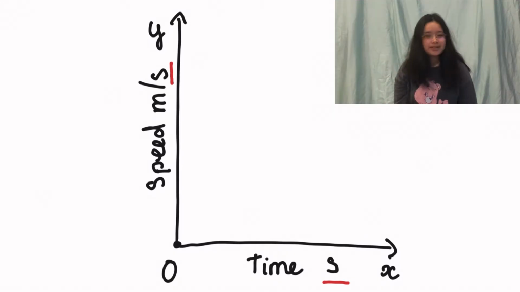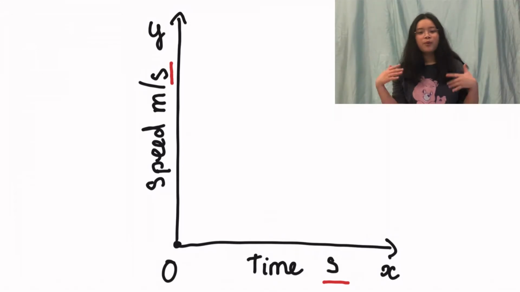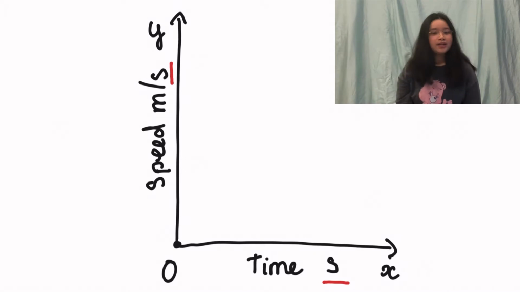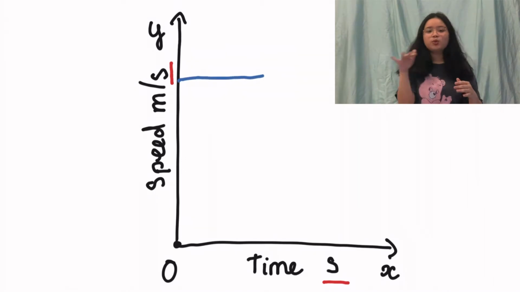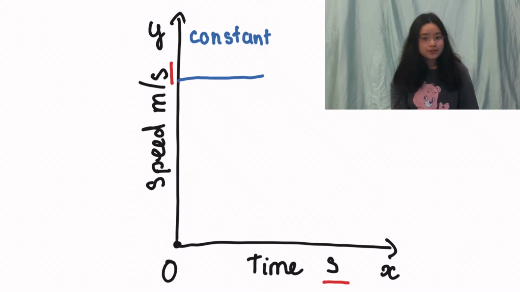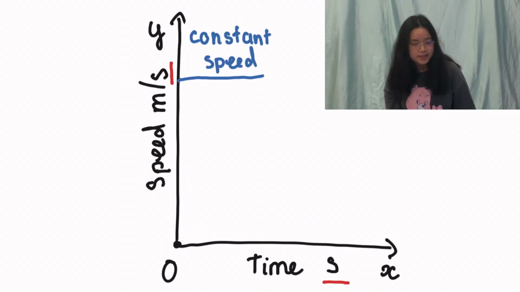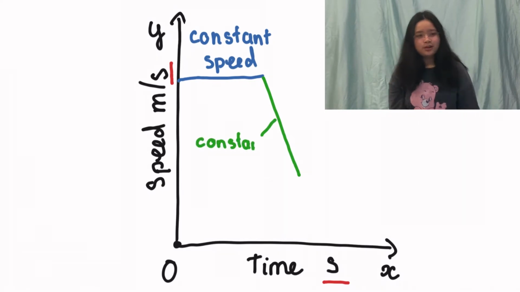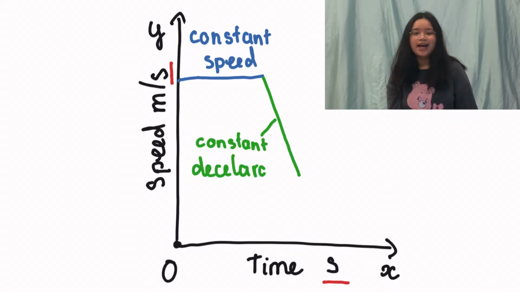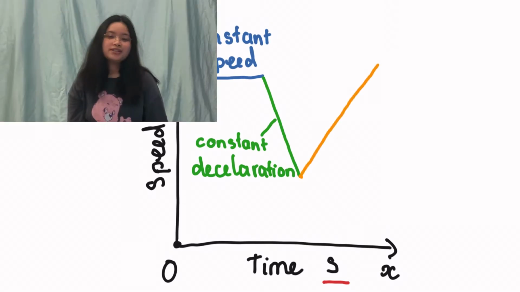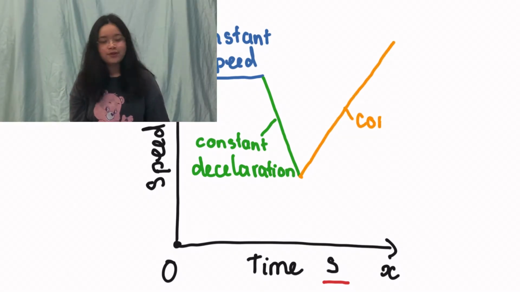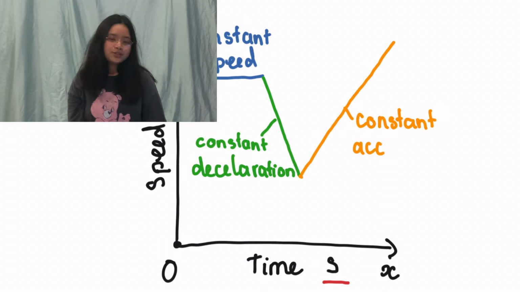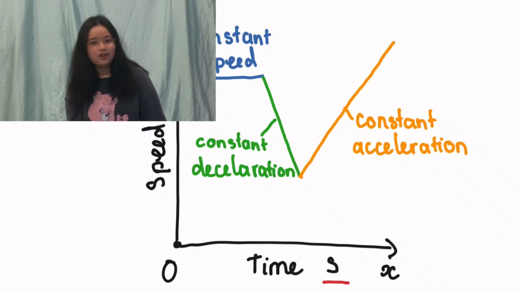We have three main types of lines that you need to remember when it comes to speed and time graphs. This first one is a plateau line, or a flat horizontal line. This shows that the object is traveling at a constant speed. Here we have a line that is going down. This shows that the object is decelerating at a constant rate. Last but not least, we have a line with a positive gradient. This means that the object is accelerating at a constant rate.